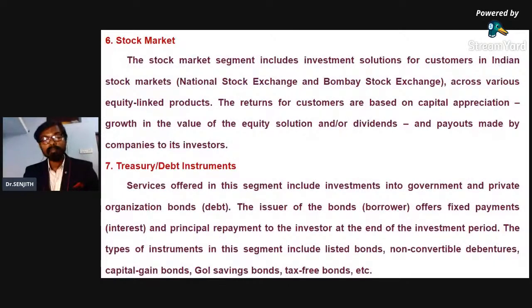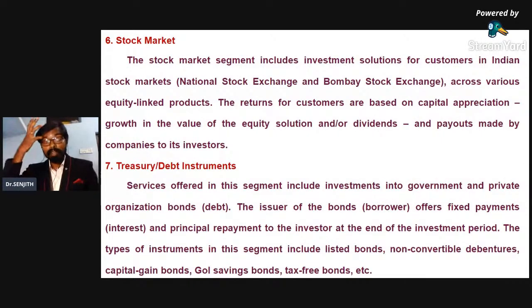And then next one is debt instruments. Services offered in this segment include investments into government and private organization bonds, that is debt, and the issuer of bonds offers fixed payment and principal repayment to the investor at the end of the investment period. The types of instruments in this segment include listed bonds, non-convertible debentures, capital gain bonds, gold savings bonds, and tax-free bonds, etc. So offering debt instruments also comes under a financial service.